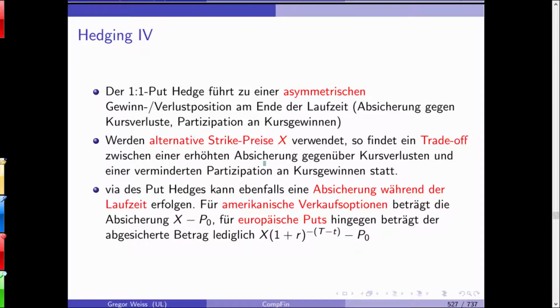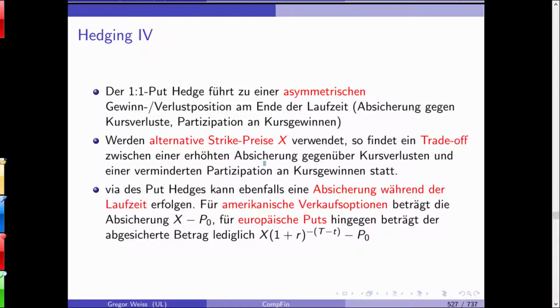Now, the 1-to-1 put hedge leads to an asymmetric profit or loss position at the end. You have some hedging, but you also give up some profits. If you take alternative strike prices, there's a trade-off between additional hedging versus reduced possibility to profit.